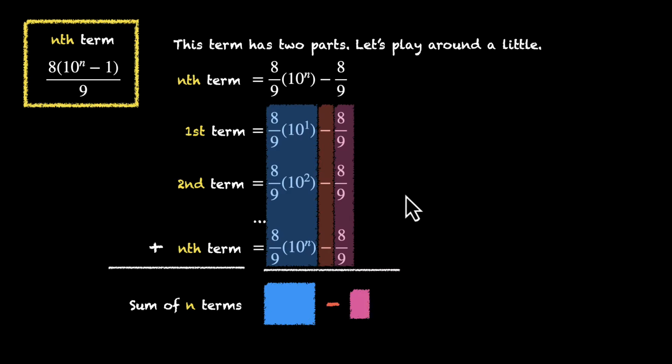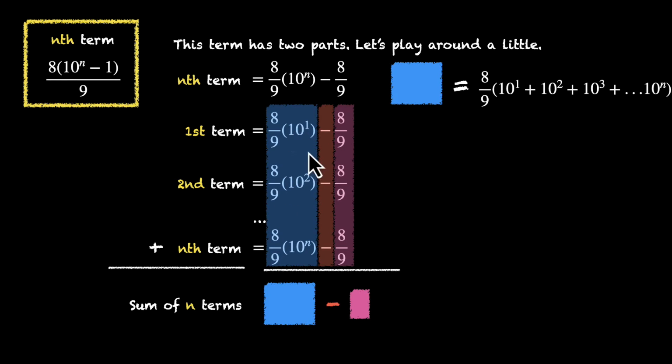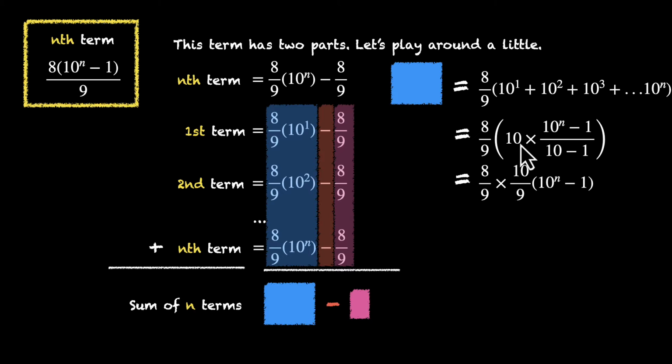Do you want to give this a shot? Okay, so let's do this together. The blue is equal to 8 by 9 common, and 10 to the power 1 plus 10 square and so on up to 10 to the power n. This again beautifully gives us a GP. The first term is 10, the common ratio is 10, and we have 1, 2, 3, so on up to n terms. So this will be 8 by 9 times the first term times r to the power n minus 1 by r minus 1. R here is 10. So further simplifying, this gives us 8 by 9 times 10 by 9 times 10 to the power n minus 1.